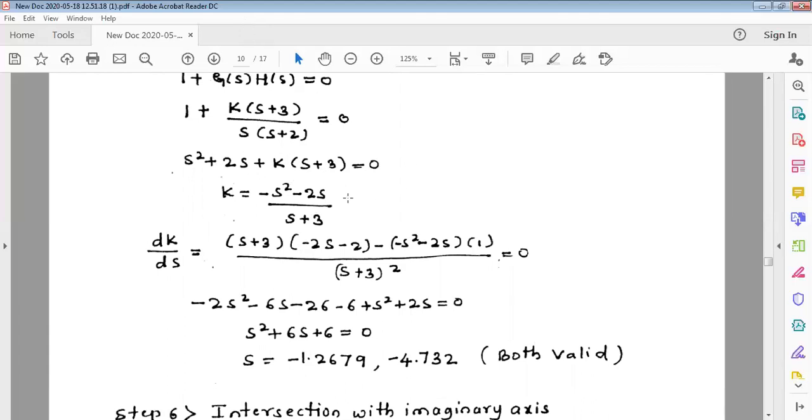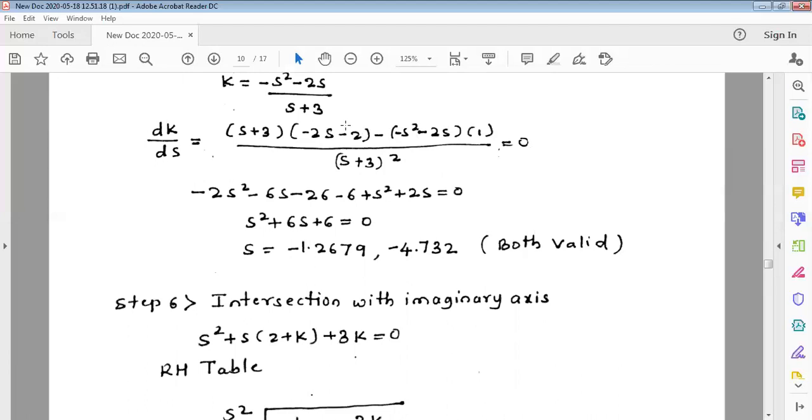So using the u by v rule, dk by ds is equal to denominator as it is, s plus 3, into differentiation of the numerator, minus 2s minus 2, minus numerator as it is, minus s square minus 2s, into differentiation of s plus 3, that is 1, whole divided by (s plus 3) whole square, is equal to 0. Next, to equate it to 0, the numerator goes to 0.